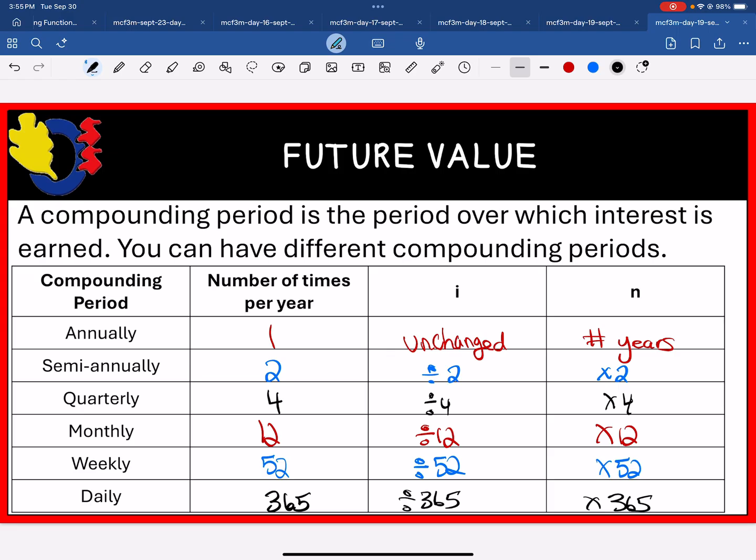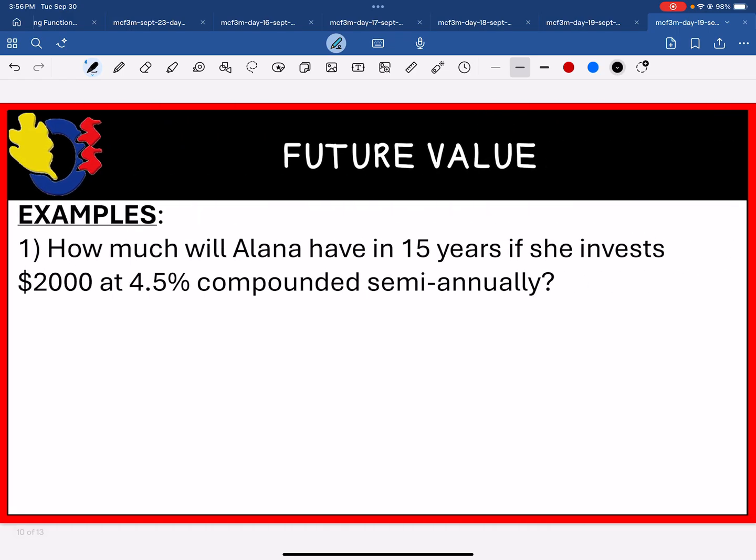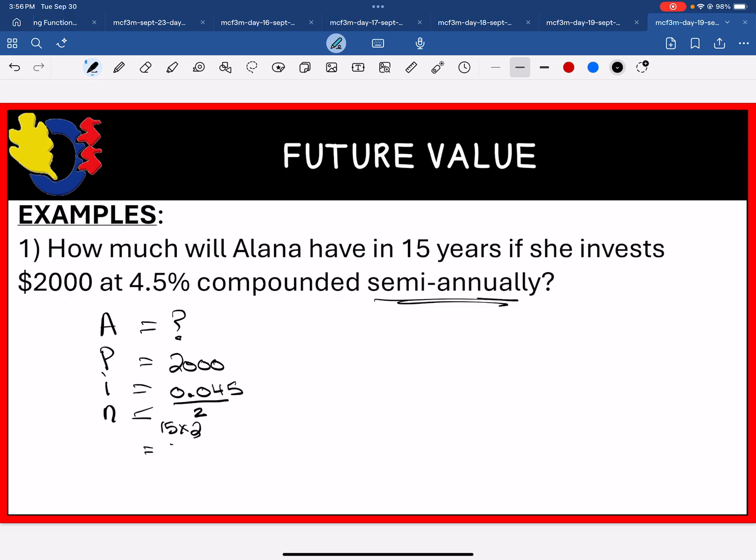All right, so let's look at an example here. How much will Alana have in 15 years if she invests $2,000 at 4.5% compounded semi-annually? I like to start by writing a list of all the variables: A, P, I, N, a pin. A is what we're looking for, so I'm going to put a question mark there. The original amount, or the principal, is $2,000. The interest rate as a decimal, so we divide by 100, is 0.045. Compounded semi-annually, so I have to divide that by 2. And the n is 15 times 2, which equals 30.